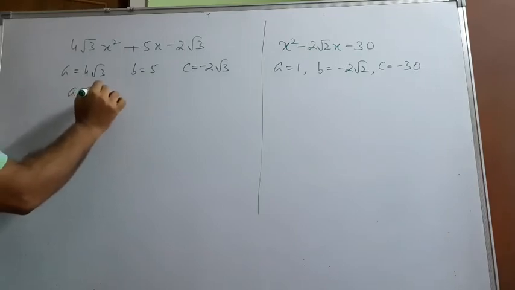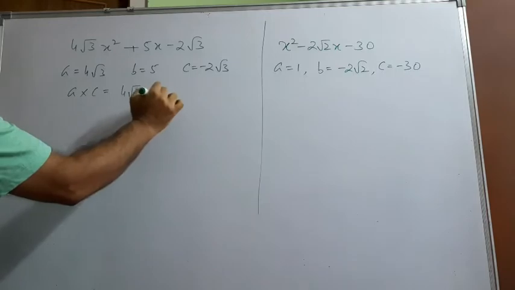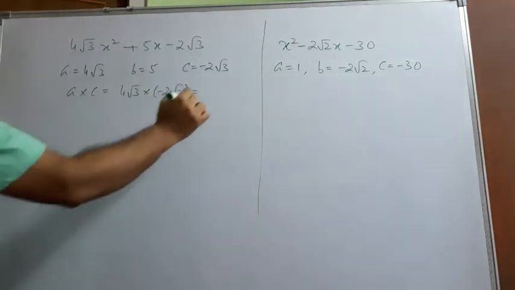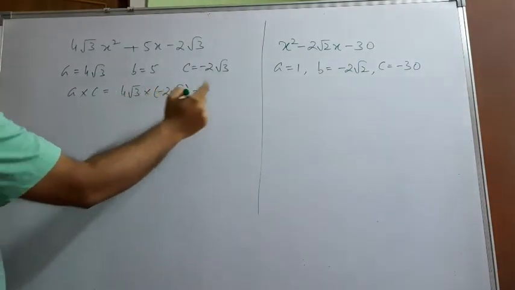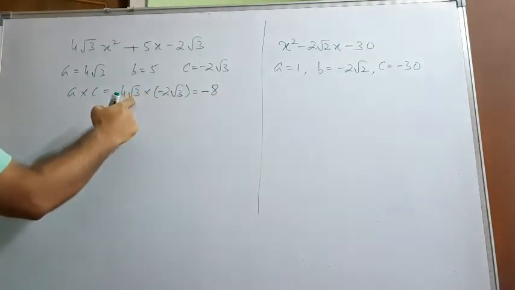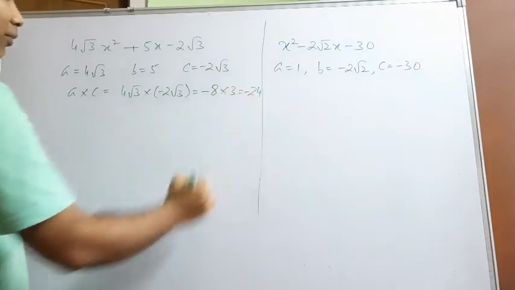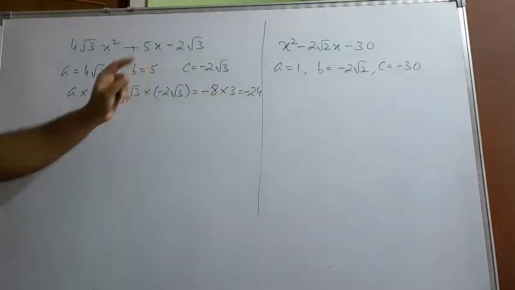The process is the same, you need to multiply A and C. The answer is 4 root 3 into minus 2 root 3. You know how to multiply them. First of all, one positive, one negative, so the sign will be negative. You multiply the rational numbers 4 and 2, the answer is 8. You multiply root 3 and root 3, the answer is 3. So it is minus 24. Now you have to find out two factors of minus 24 whose sum is equal to 5.